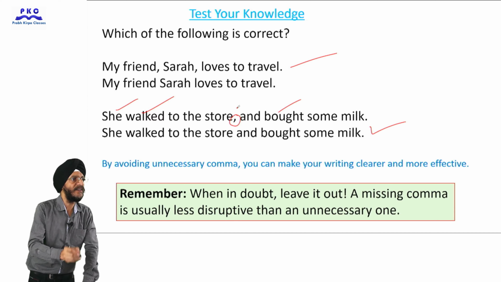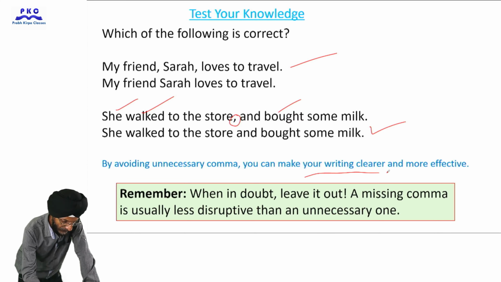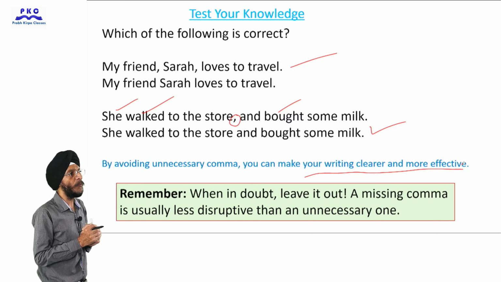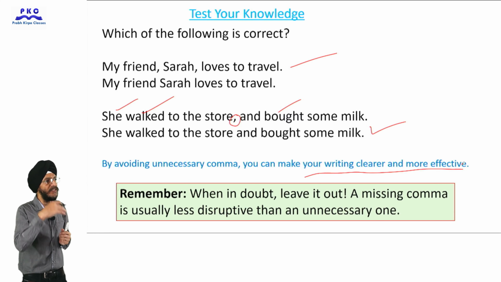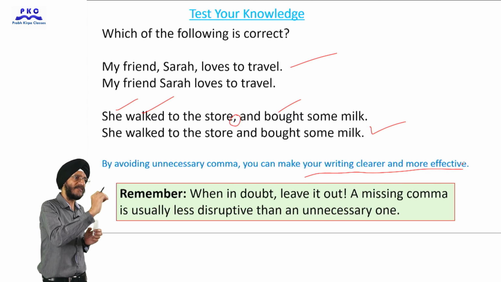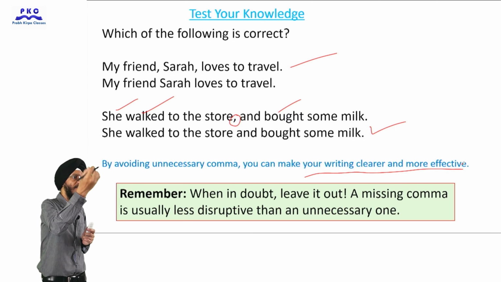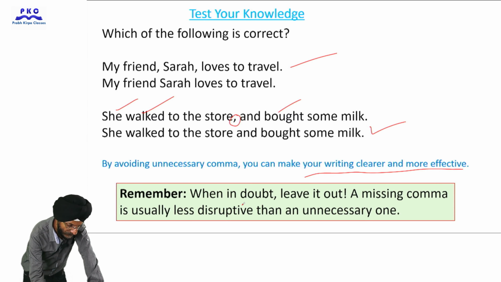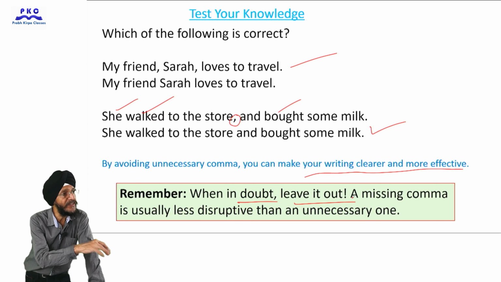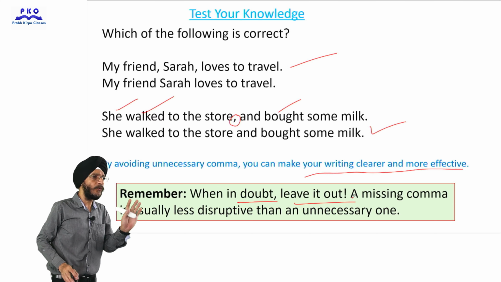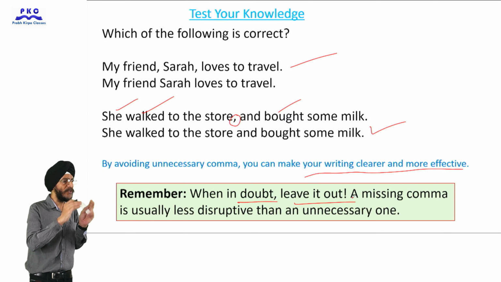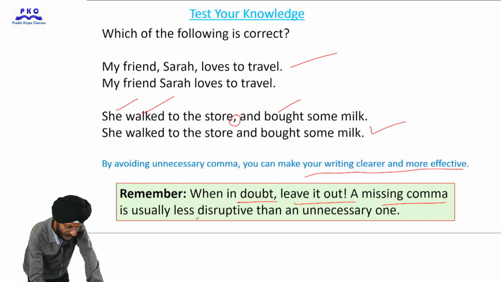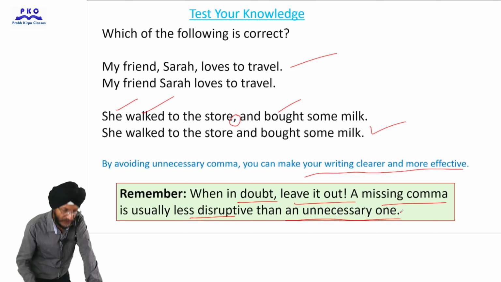So by avoiding unnecessary commas, you can make your writing clearer, more effective, and it will also improve your image in the eyes of others. If you use unnecessary commas, your image in the eyes of others is adversely affected. Remember, when in doubt, leave it out. If you do not understand whether a comma is to be inserted or not, leave it. A missing comma is usually less disruptive than an unnecessary one.